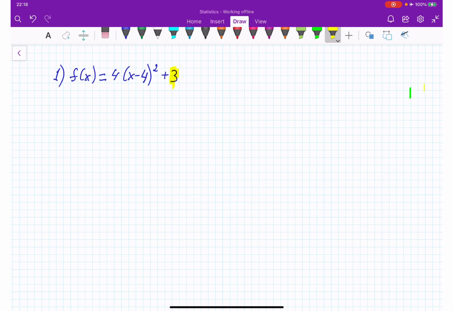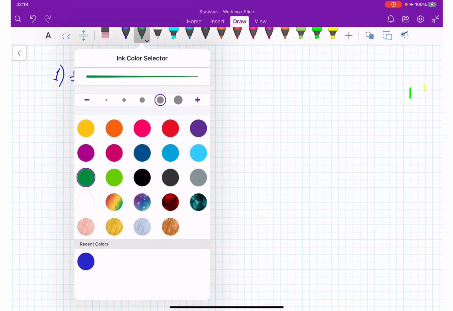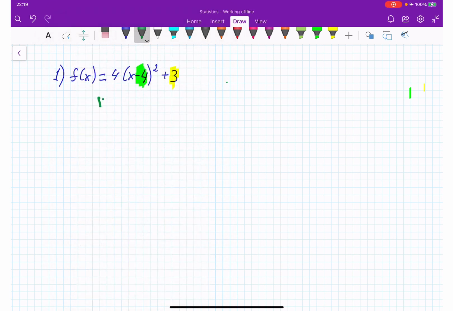What is the shift for the x? It's negative 4. So remember what I told you. If it says x minus 4, then it's going to shift towards positive 4. Why? Because when I take x minus 4 equal to 0, x is equal to positive 4.